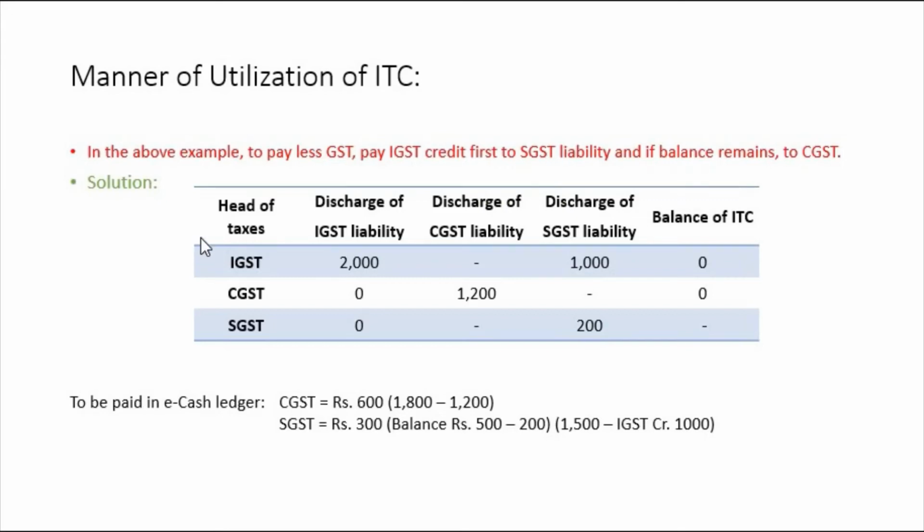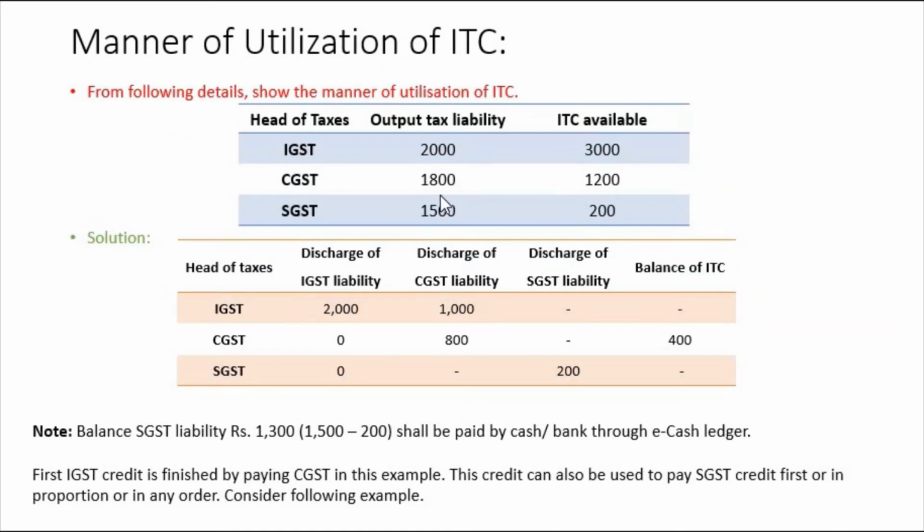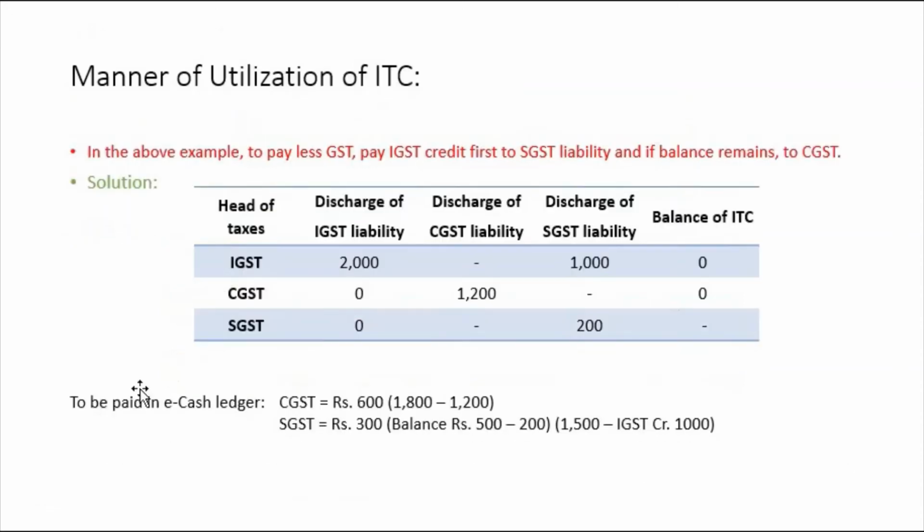But in the next example, what I have done here is that the extra 1000 was first utilized for SGST, right? So 2000 IGST liability I have paid according to the rule. CGST I have not paid, because if I see closely, CGST credit is more here and SGST credit is less. This is what we are doing here. 1000 SGST we have paid, so balance of ITC of IGST is not remaining.